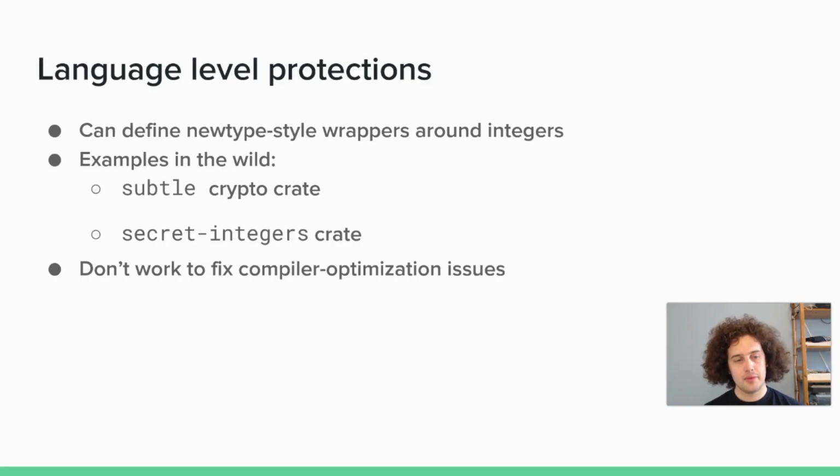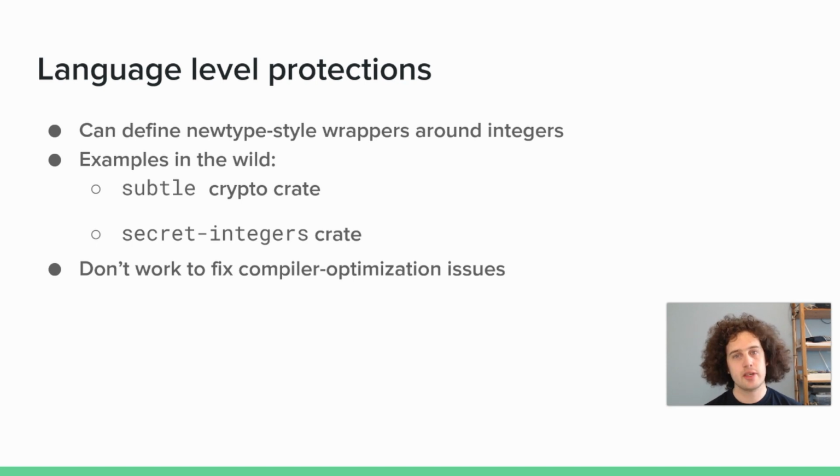In Rust we can make these newtype-style wrappers around integers. So a struct that only has some integer type, and implement some operations on that are presumably in constant time. And there are two main examples in the wild. The first one that I'd like to mention is the subtle crate from the Dalek Crypto team, which, if you ever need to do some kind of stuff in constant time, use this crate. This is the current state of the art that we have. This is probably what you should use, and we don't have anything better at the moment.